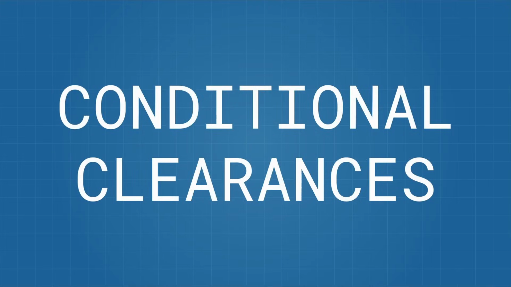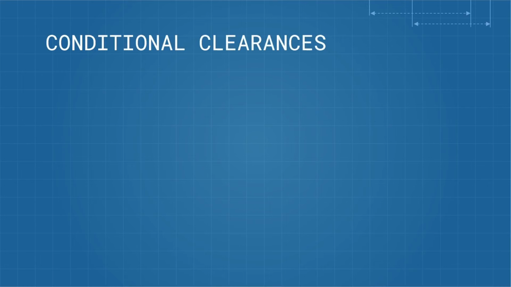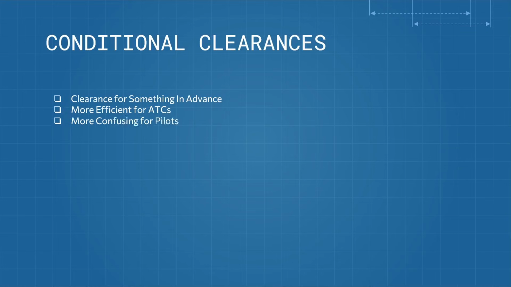Now let's move on to conditional clearances. A conditional clearance is effectively a clearance in advance that only comes into effect when another action has happened. For example, an aircraft could be cleared to push back after another aircraft has passed behind them. This method allows controllers to achieve higher efficiency and improve traffic flow, but can also be more ambiguous and confusing for pilots. To ease this confusion, conditional clearances are always structured in the same way. Call sign, condition, subject of condition, and then the instruction.